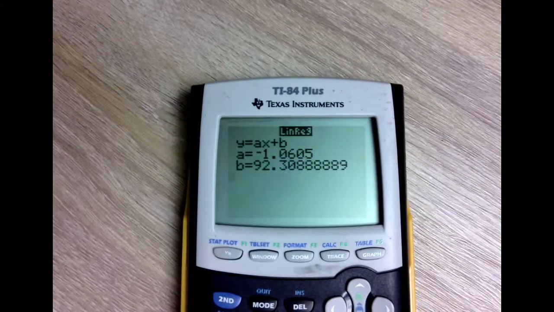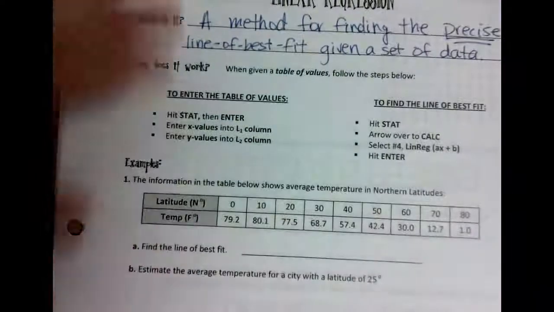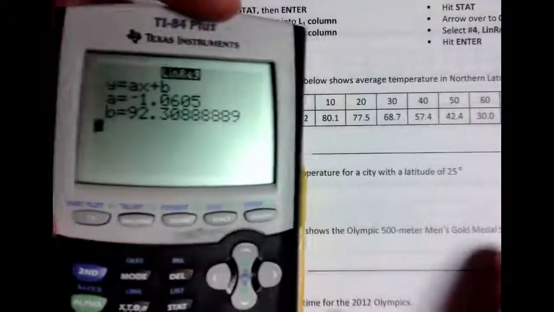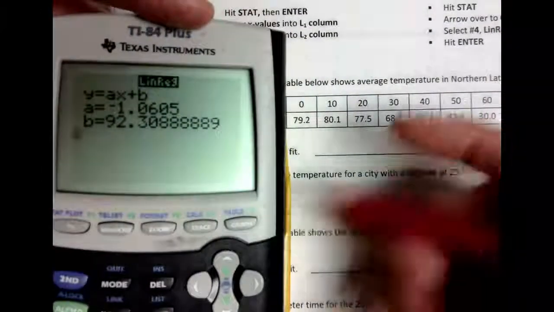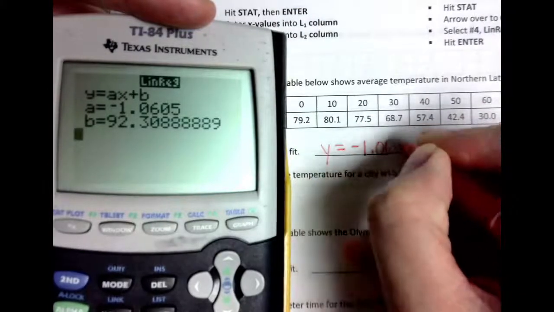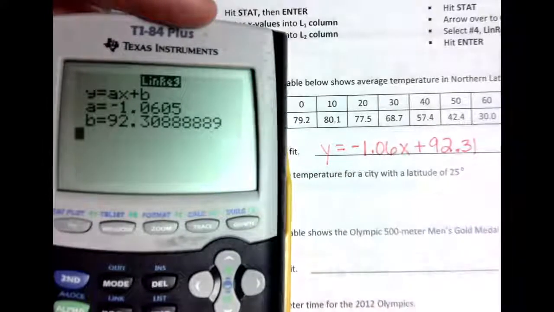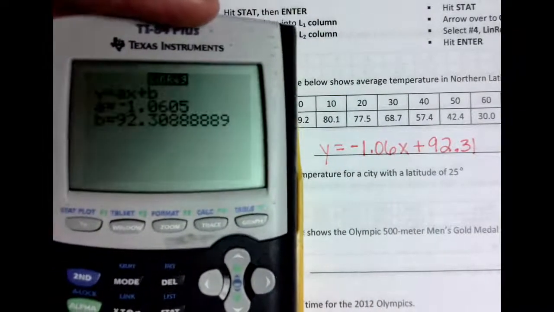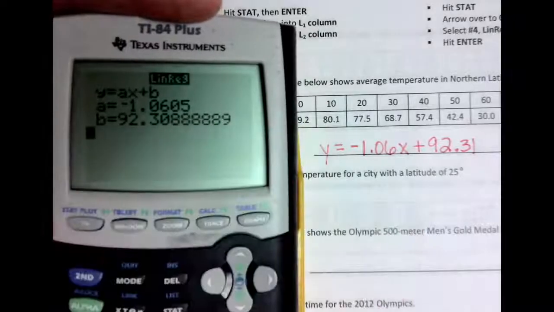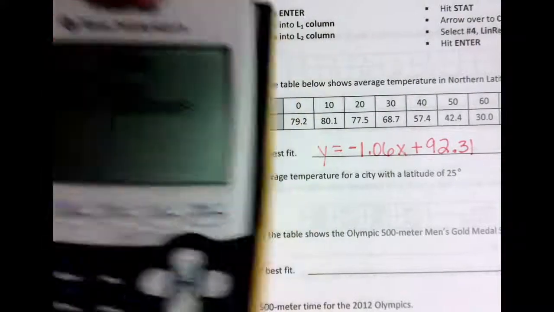We are not going to use all the digits of that. We're going to round it, so we're going to do 2 points past the decimal. So my line of best fit, which I'm using from this, is going to be y equals negative 1.06x plus 92.31. That's my line of best fit. I got it from inputting my x values or my L1, inputting my y values or my L2, and it did it for me.